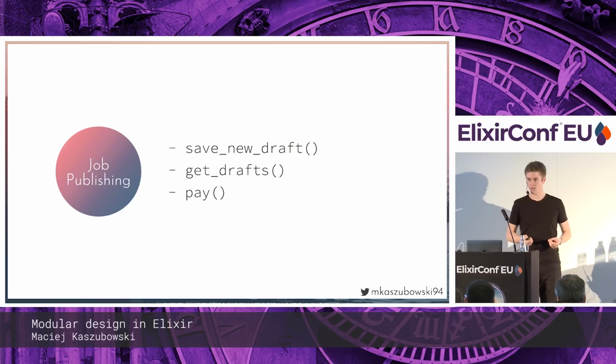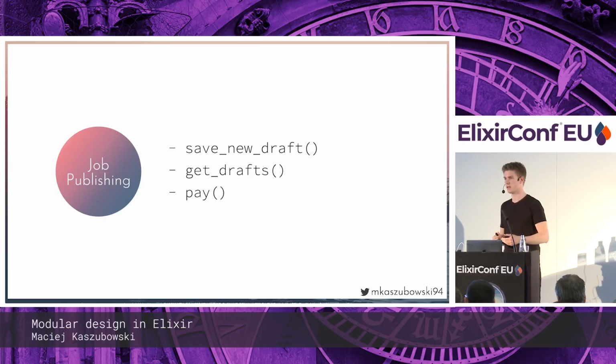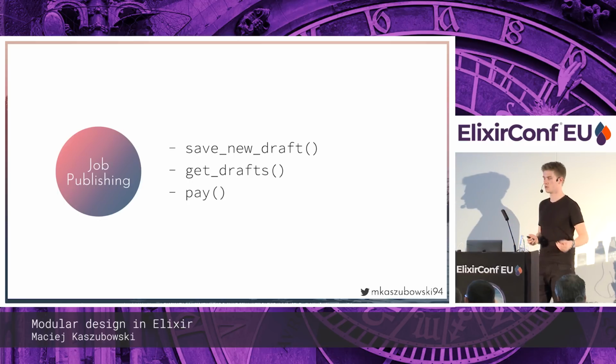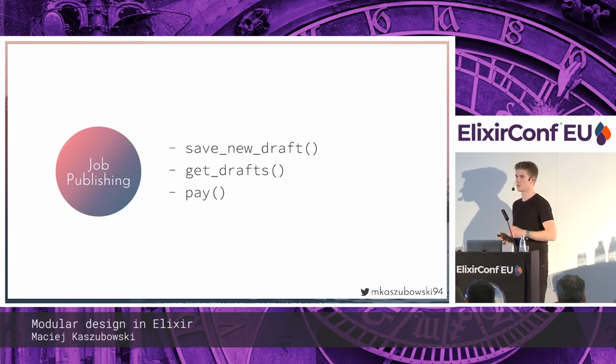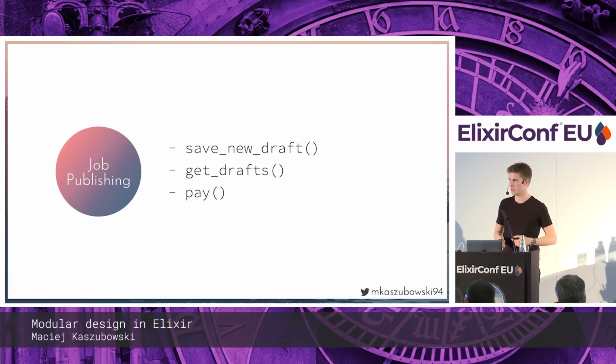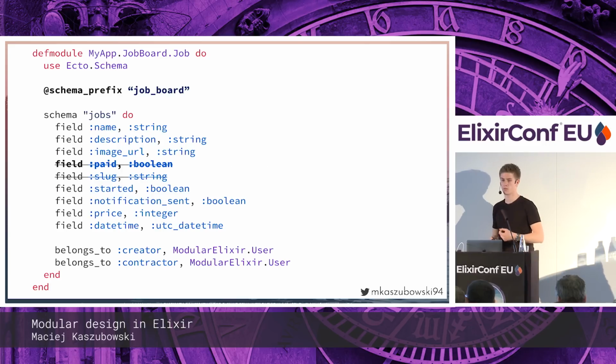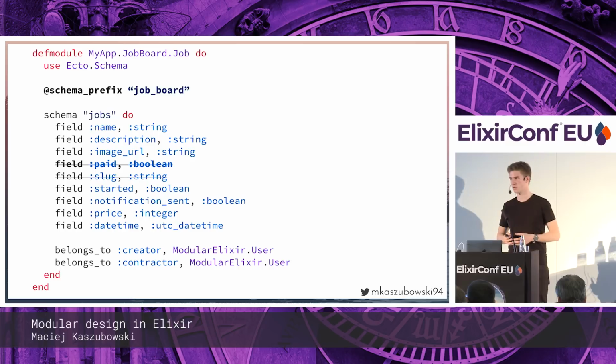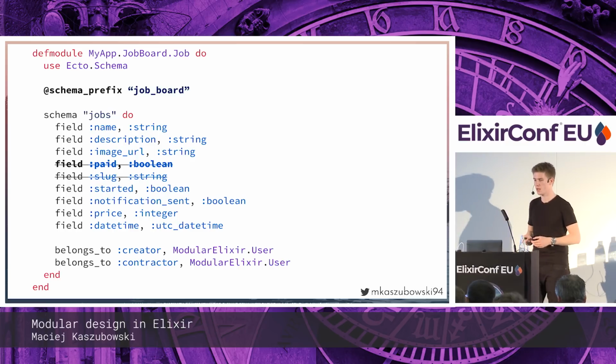But the interface for this new module is really simple. We just have to implement 3 functions that allow us to create a new draft, to get existing ones for each user, and to pay for the job to publish it. So as a result, we are able to remove another field from the job schema, because now all the jobs that are on the job board are published, and we don't care whether they are paid or not. We just display all of them.